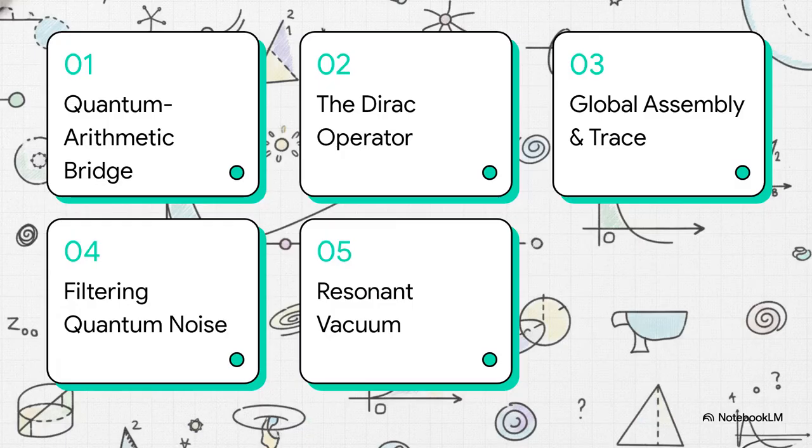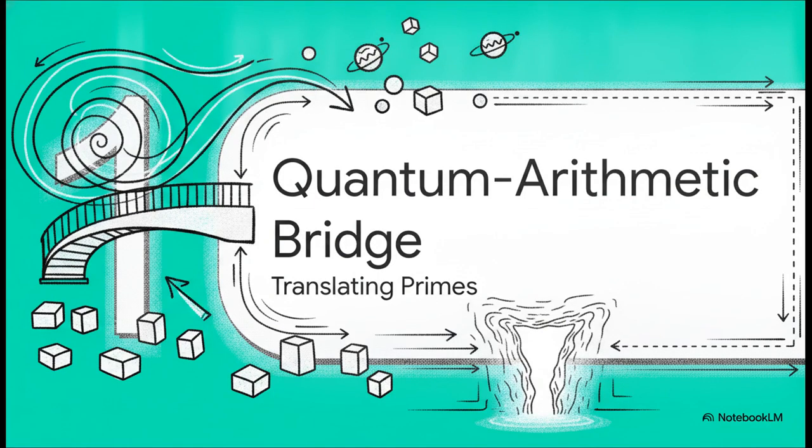Okay, let's dive right into this blueprint. We'll take it one logical step at a time. First up, the quantum arithmetic bridge. Then, constructing the Dirac operator, global assembly and trace, filtering the quantum noise, and finally, resonant vacuum and stability. All right, step one, the quantum arithmetic bridge.